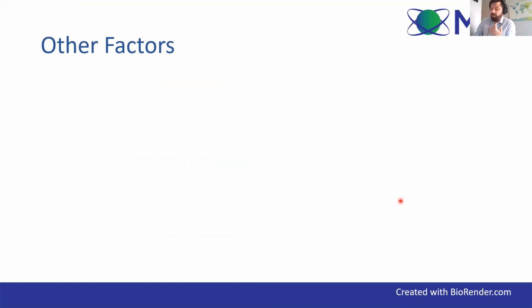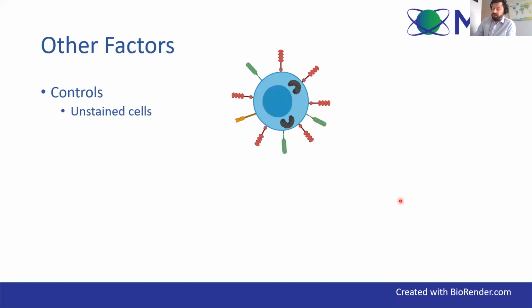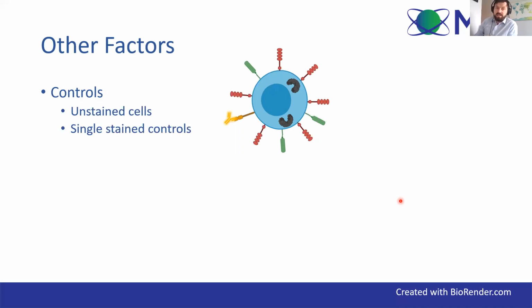So we've covered spectral overlap, we've looked at relative brightness, we've looked at intracellular staining in a bit of detail, but then there are other things. So controls. First off, every flow experiment should have unstained cells. These are used for setting your cell size and your granularity gates and for defining your negative populations. You should always then have single stain controls, I apologize, not single cell controls. So this is cells stained with just one of each different type of antibody. You need these for compensation.